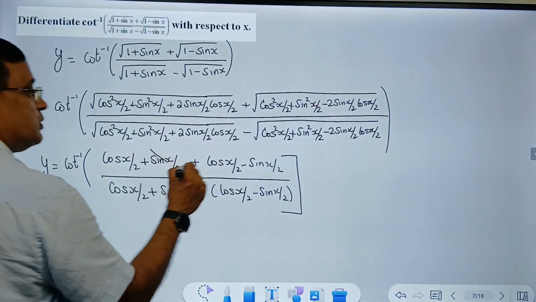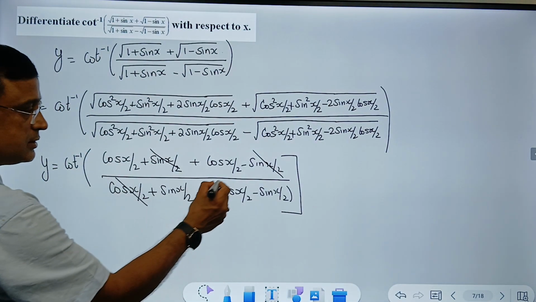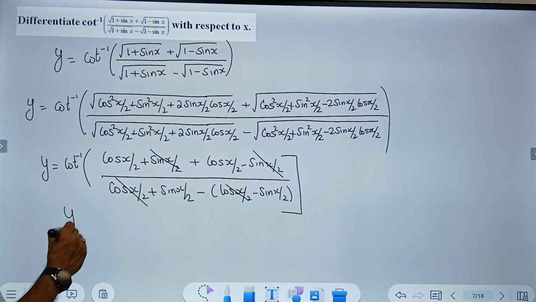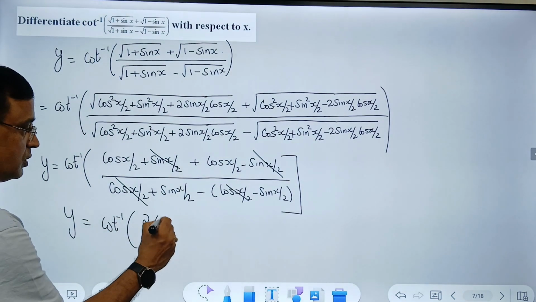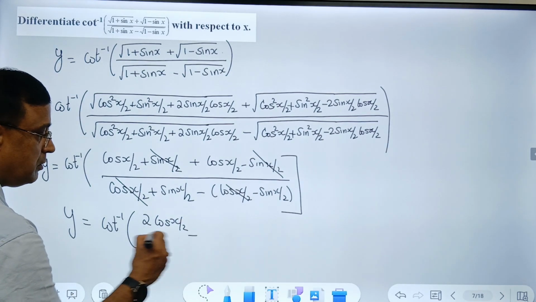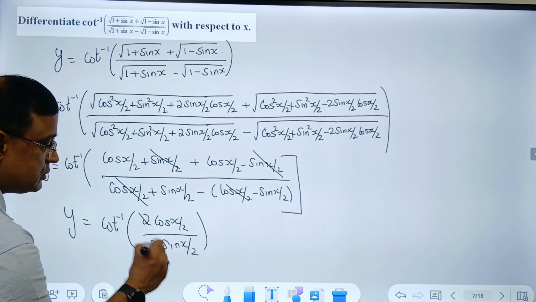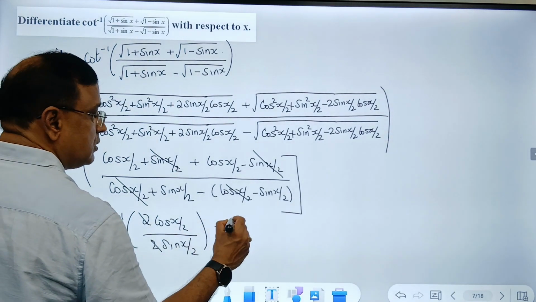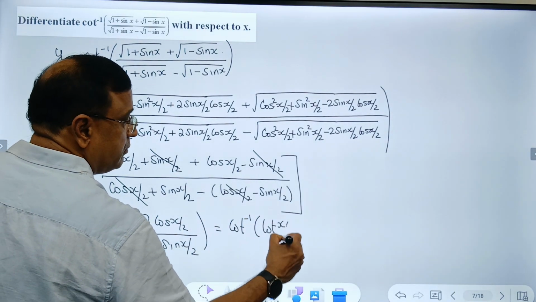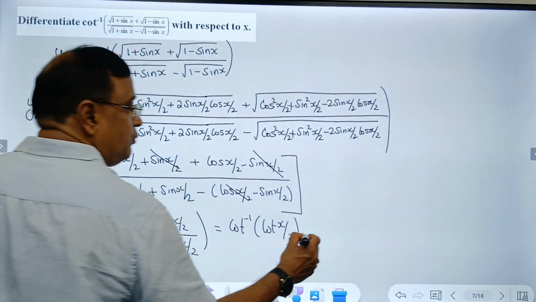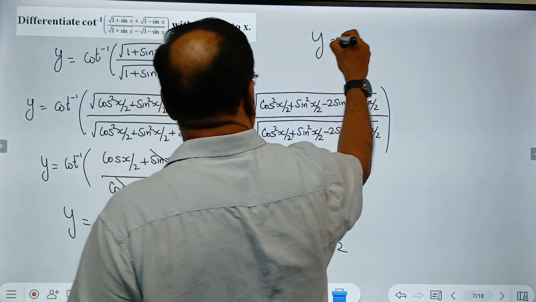Now clearly these two get cancelled, and you can see cos gets cancelled. So I am left with cot inverse of 2 cos x by 2 over 2 sin x by 2. So you can cancel the 2. Cos by sin is cot. So I get cot inverse of cot x by 2. Now cot inverse of cot x by 2 will be x by 2. So I have got y equal to x by 2.